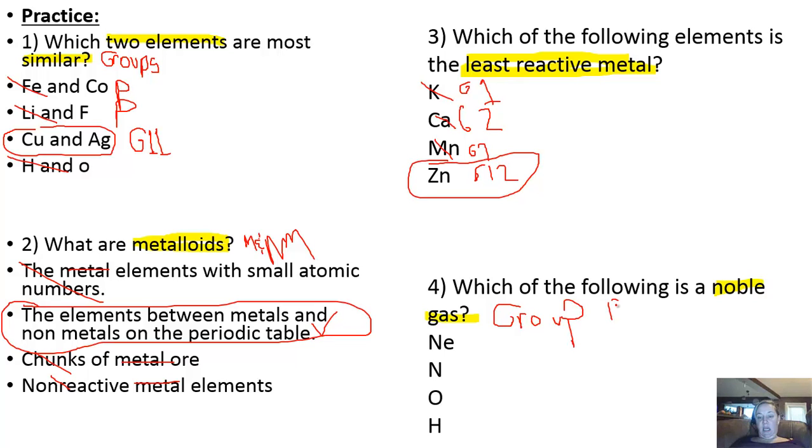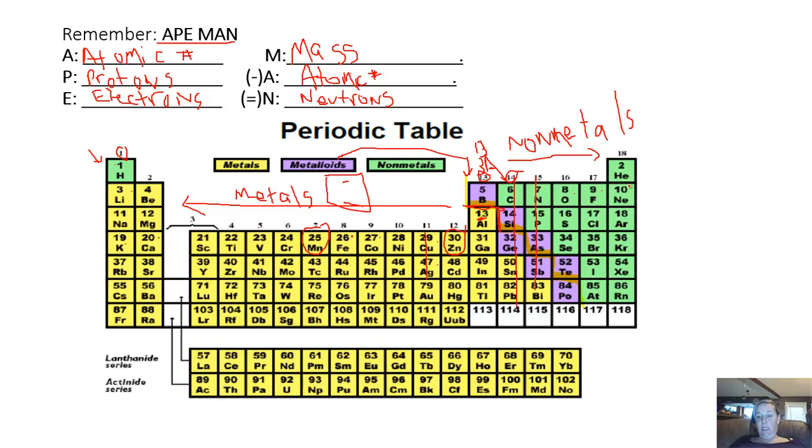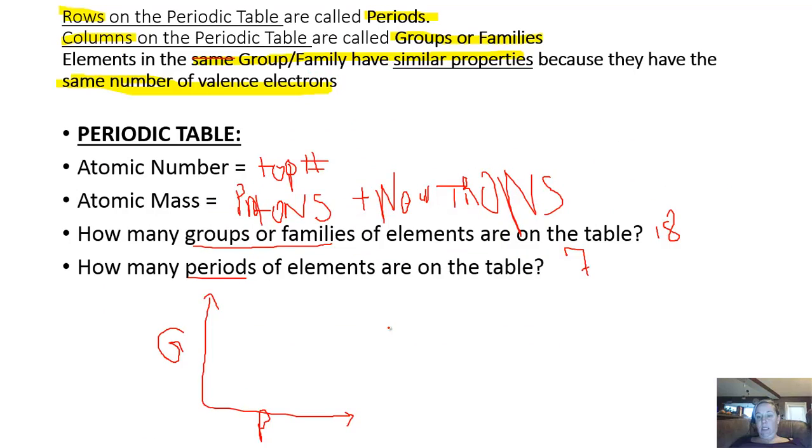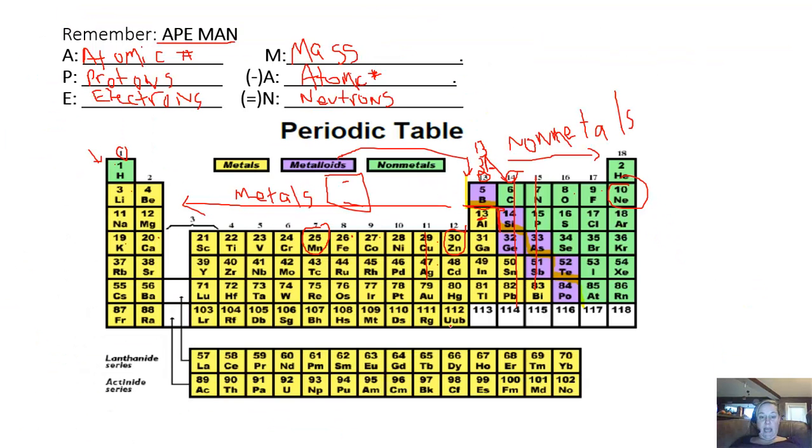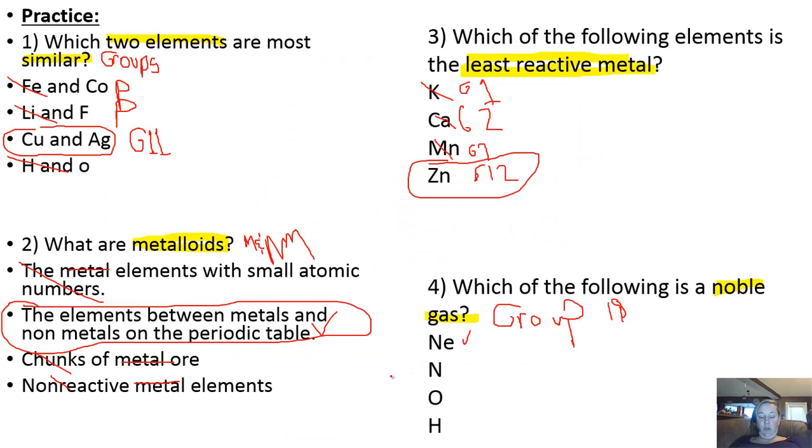Let's look for nitrogen. Nitrogen is in group 15. So that's not a noble gas. No. Let's look for oxygen. Oxygen is here, and it is in group 16. So that cannot be right. And I know that hydrogen's in group 1, so that's not right. So my best answer choice was neon.